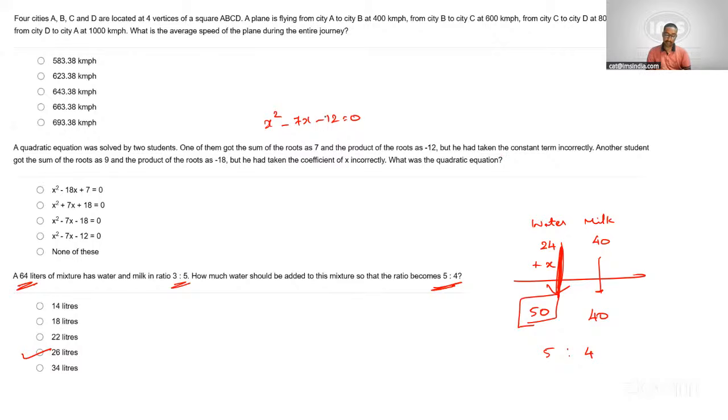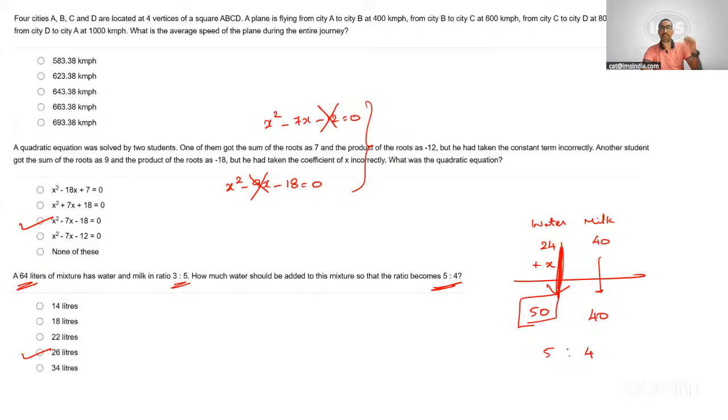But he had taken the constant term incorrectly. Another student got sum of the roots as 9, product as minus 18. X squared minus 9x minus 18 equal to 0, but he had taken the coefficient of x incorrectly. What was the equation? I think combining these two, I can figure out. X squared minus 7x minus 18 equals 0 would be the answer. I will not count this as I have solved it within my phase 3 time frame. But yes, it took another 30, 45 seconds or so. So yes, phase 3 is also over.